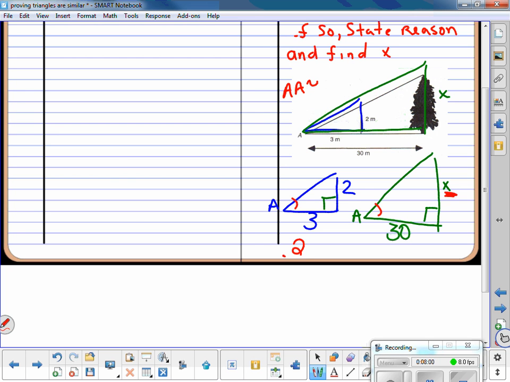So 2 goes with x is equal to 3 over 30. When you cross multiply, you're going to get 3x equals 60. Divide by 3. x equals 20. So your answer for x is 20.